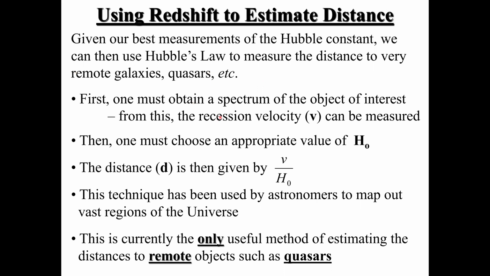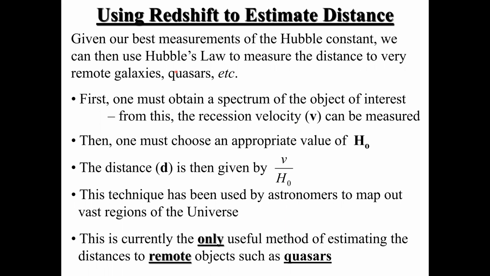The first thing is you need to obtain the spectrum of the object you are interested in. For example, if you need to measure the distance to a particular galaxy, go to a telescope and take the spectrum of that galaxy. And from the spectrum, you can get the redshift, right?